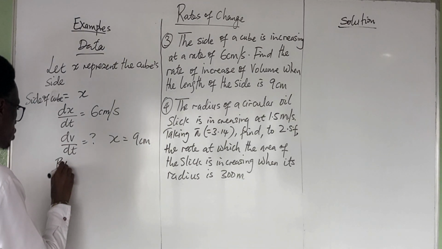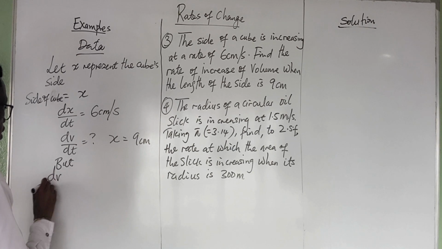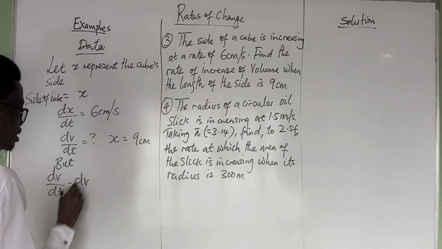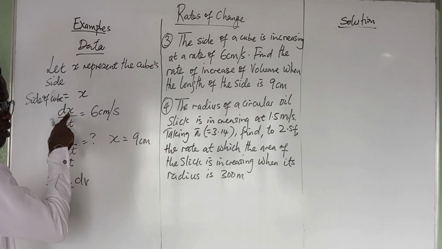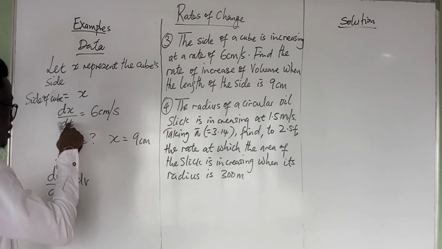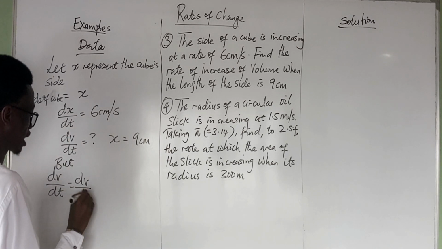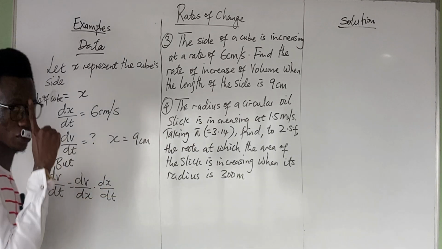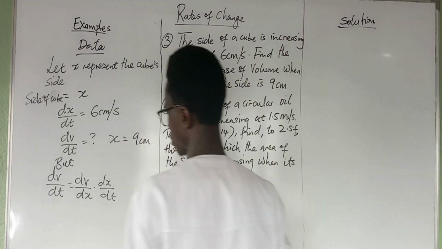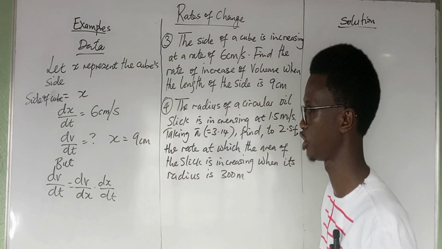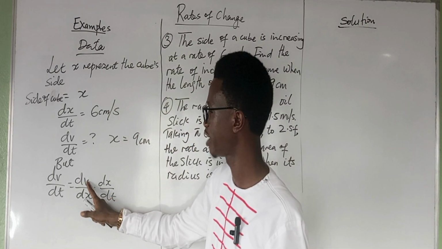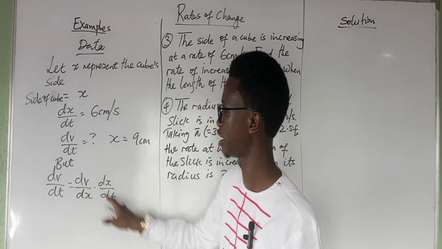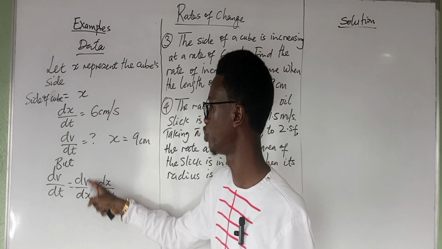For dv over dt, you always have to write dv first, then you have to introduce something. You have x here, so you have dv over dx multiplied by dx over dt. That's the logic for you to write the correct relationship. Now, do we have dv over dx? No, but we have dx over dt. dx over dt is given. We don't know this one.